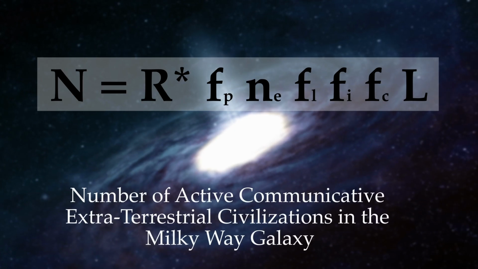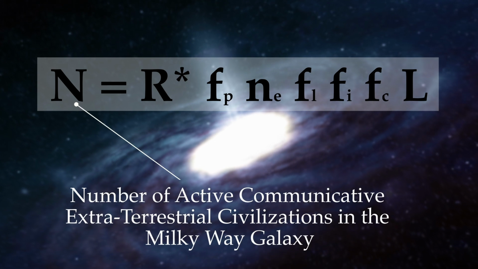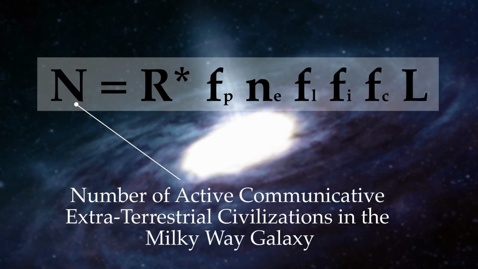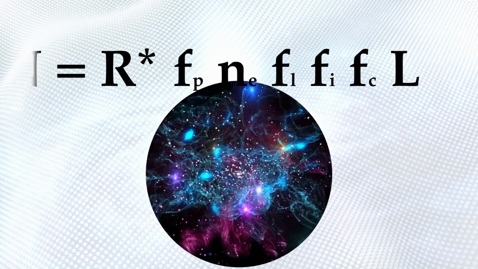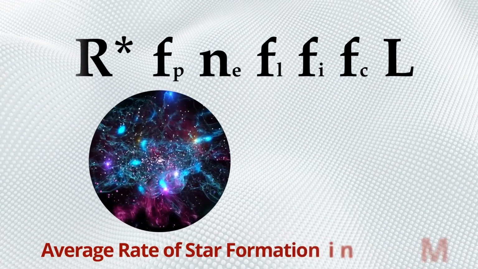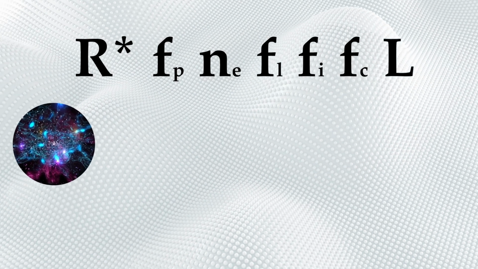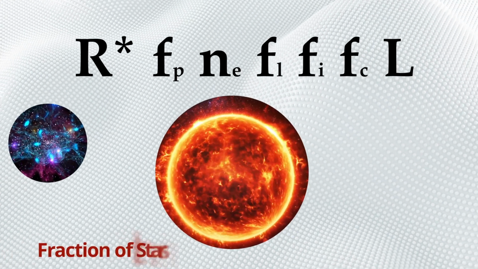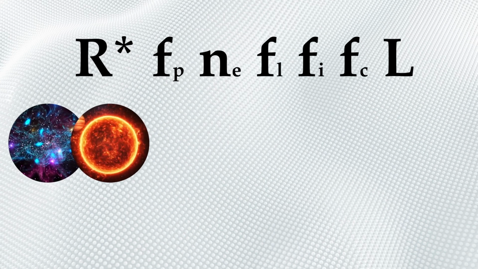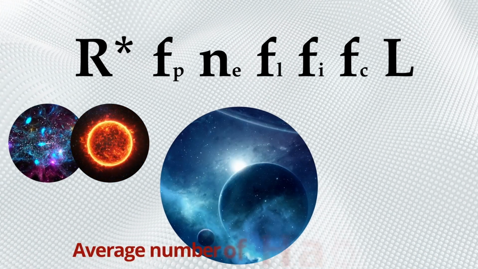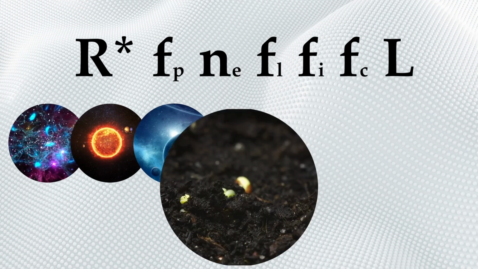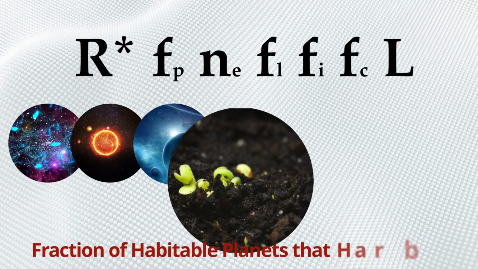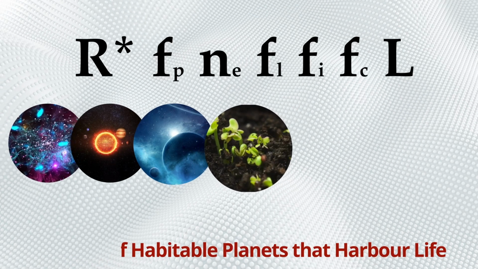It is a probabilistic formula used to estimate the number of active, communicative extraterrestrial civilizations in the Milky Way galaxy. Here, R is the average rate of star formation in our galaxy per year. Fp is the fraction of stars that have planetary systems. Ne is the average number of planets that can potentially support life. Fl is the fraction of potentially habitable planets that actually develop life.